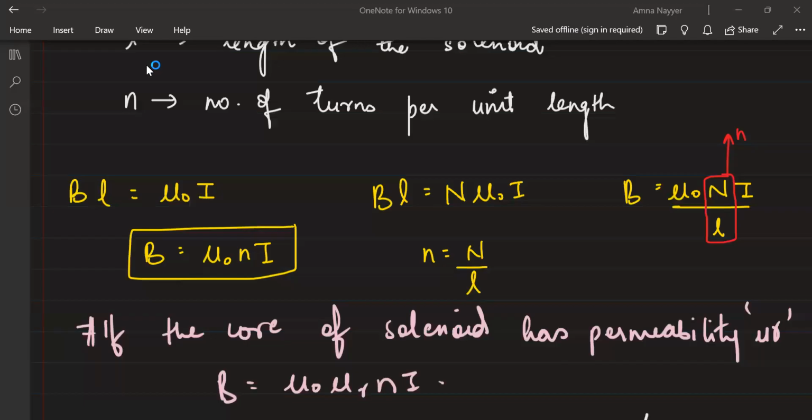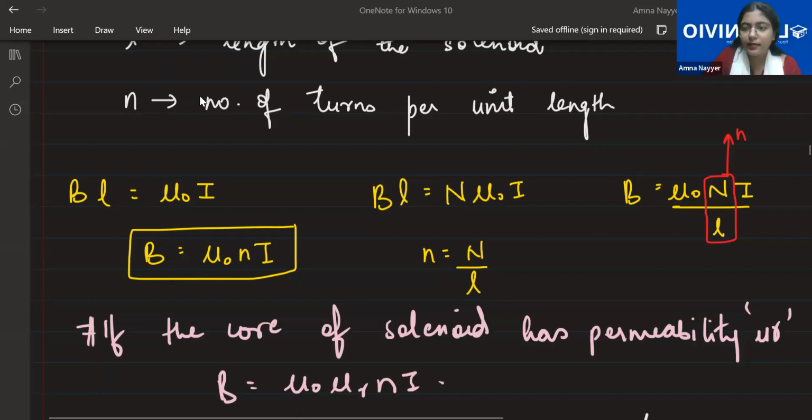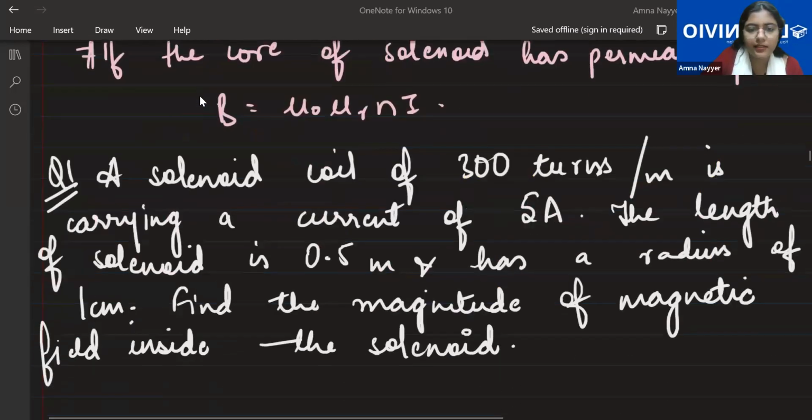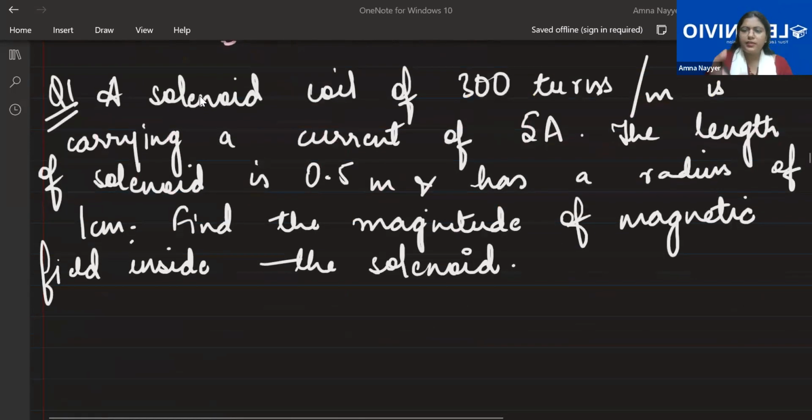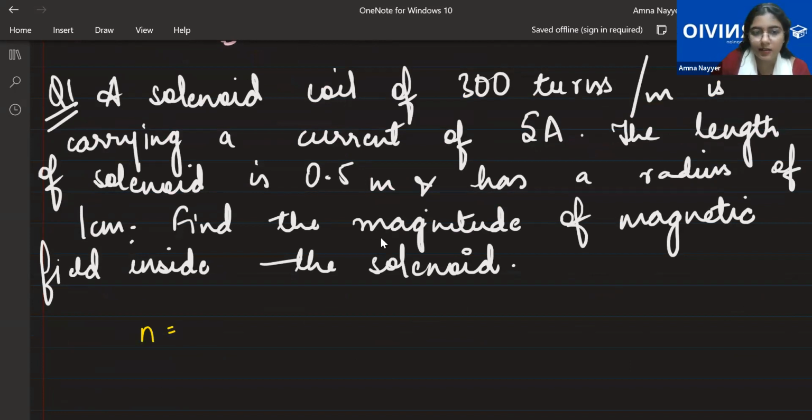Done? Yes, ma'am. Okay, look at the numericals. Now numericals will be very easy. Just one formula you need to remember. But just tell me one thing, Rani. What is this 300 given? 300 is small n. Very good. That's it. This you should be able to identify because it is turns per meter.